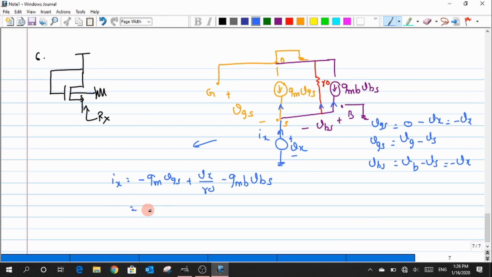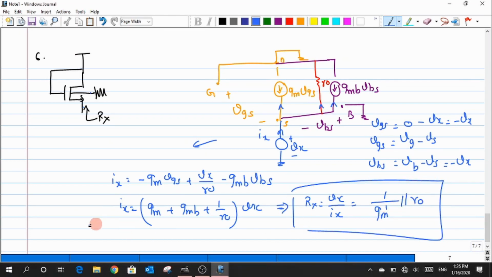So I just substitute here, or I will pull out this Vx in common. And this is supposed to result in Rx, which is Vx by Ix, and the end result is nothing but gm prime in parallel with r0, where gm prime is nothing but gm plus gmb. Okay, so I hope that everyone is getting this answer.